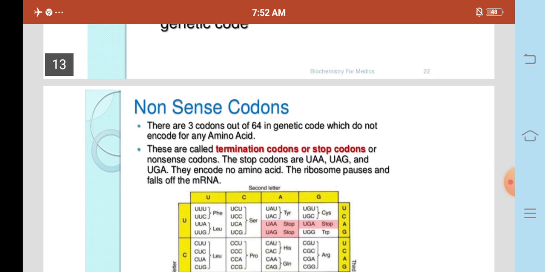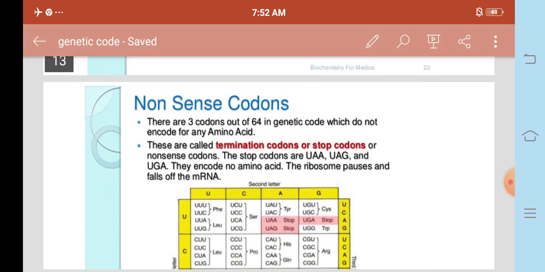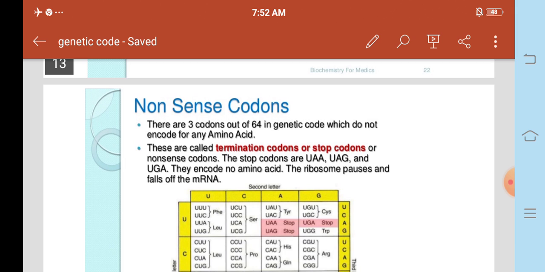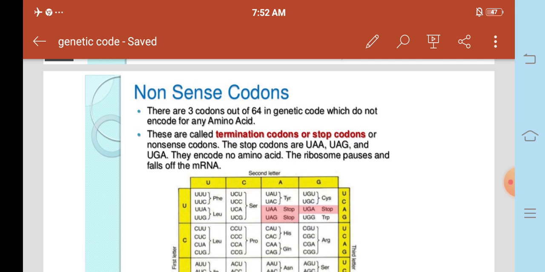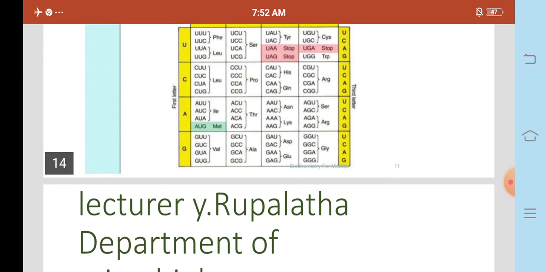Nonsense codons. There are 3 codons out of 64 in the genetic code which do not encode for any amino acid. These are called termination codons or stop codons or nonsense codons. The stop codons are UAA, UAG, and UGA. They encode no amino acid. The ribosome falls off the mRNA.